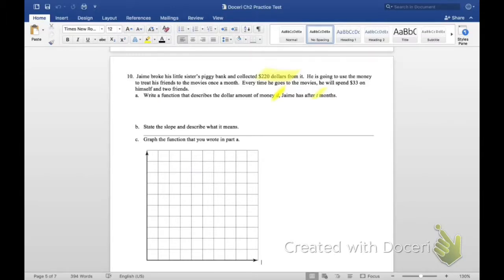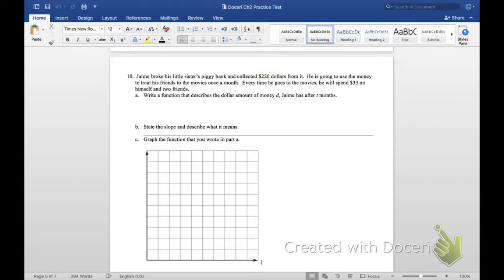So let's go back to what's our independent, what's our dependent variable. Does the amount of money Jaime has depend on how many months are passing by? Or do the months depend on how much money Jaime has? Just think about it for a moment. Which one sounds right? You should really identify that the amount of money Jaime has depends on the time that's passing by. So money is the dependent variable. That's a little bit of a review from chapter 1.